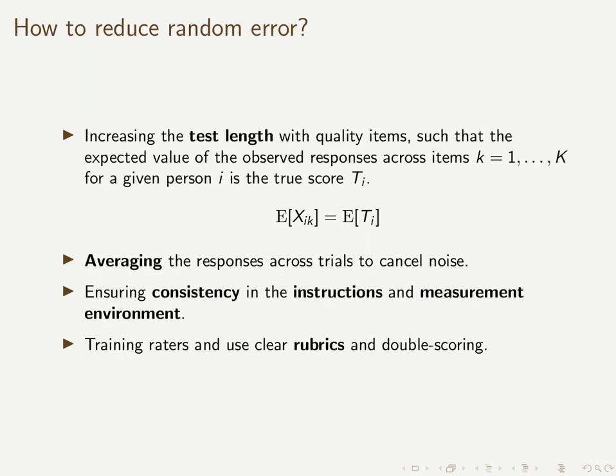And how can we reduce this random error? How can we prevent it from threatening our reliability? Well, a very classical or common way of doing it is by increasing the test length. And by that I mean increasing the number of items or questions that we have in our test. The general idea here is that we are now going to be better positioned to use the average of the observed responses across items as a closer reflection of the actual true score of that person.